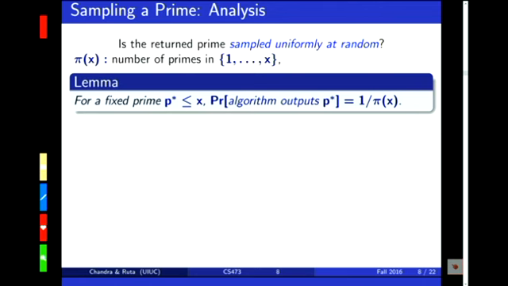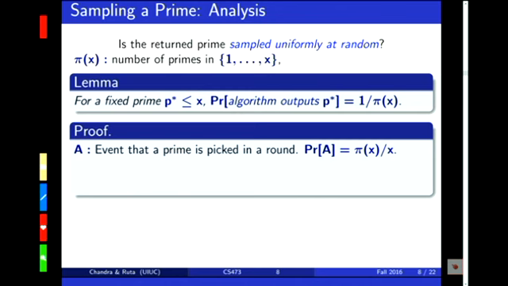So let's prove it. Let's say A is the event that I pick a prime in one round. So when I'm picking a number p, what is the probability that I pick a prime? It's pi x over x, right? Because there are x possible numbers to be picked. Out of that, pi x are prime, and I'm picking uniformly at random. So the probability of picking a prime is pi x over x.